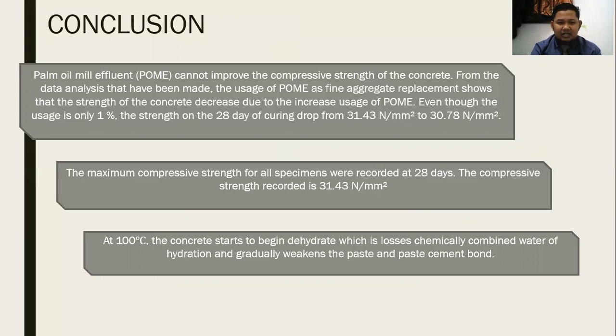At 100 degrees Celsius, the concrete begins to dehydrate, losing chemically combined water of hydration, and gradually weakens the paste and the paste-cement bond, making the concrete low in compressive strength.